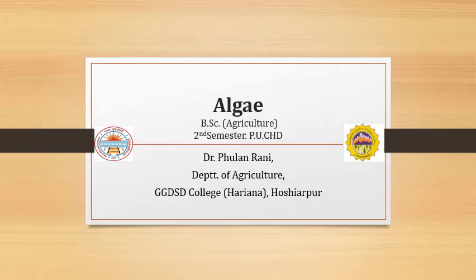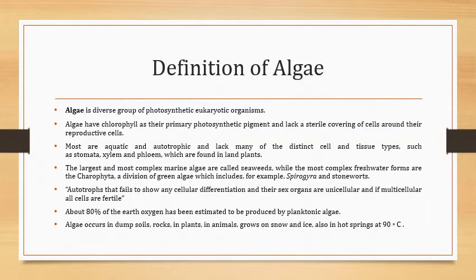The topic for my today's presentation is algae. Under this topic, we will cover characteristics and classification of the algae. First of all, definition of algae. Algae is a diverse group of photosynthetic eukaryotic organisms. Algae have chlorophyll as their primary photosynthetic pigments and lack a sterile covering of cells around their reproductive cells.